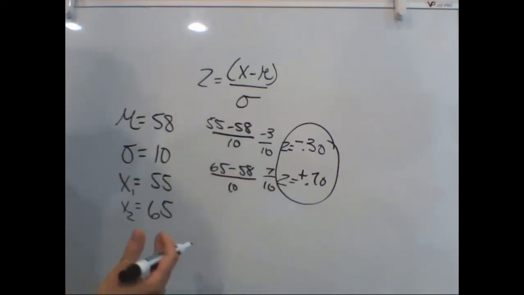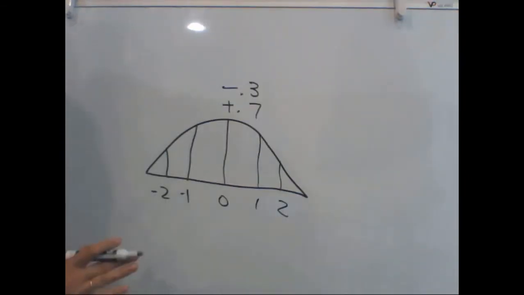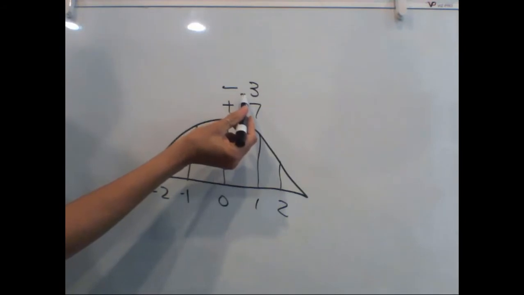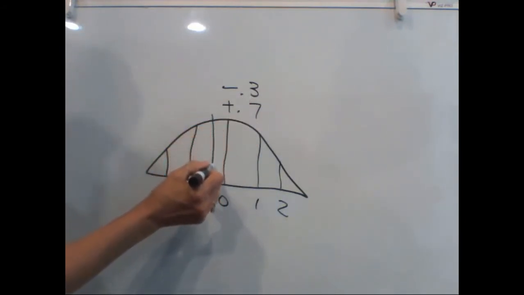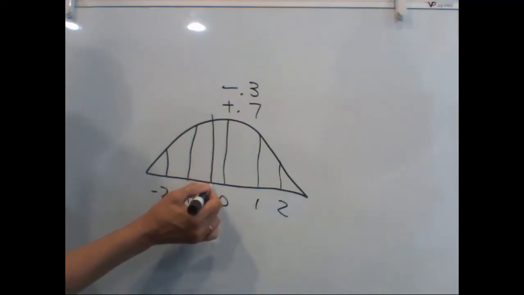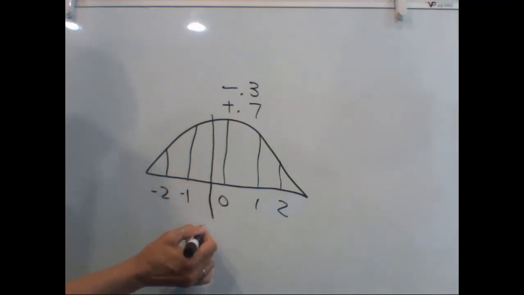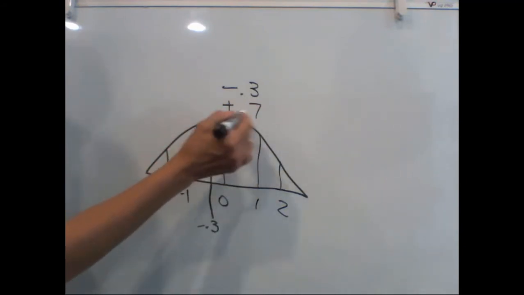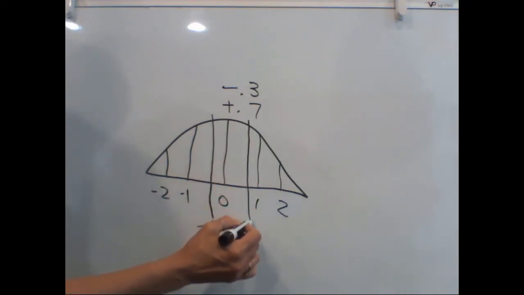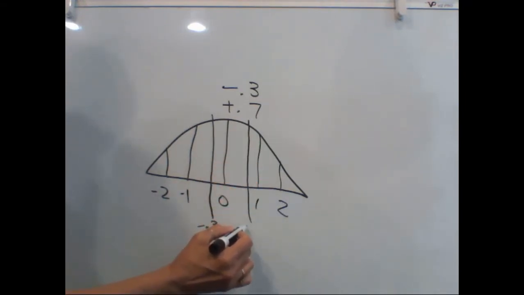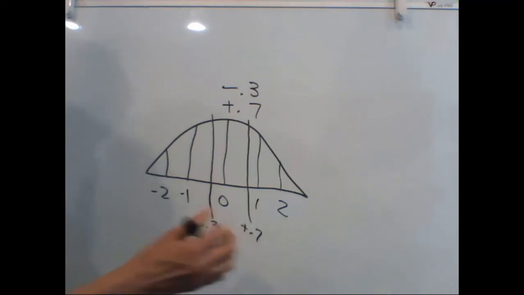these two scores. So let's draw it out to see what parts of the unit normal table we're going to be using. So the lower z-score was a negative 0.3, so I'm going to put that at around here, about a third of the way to a negative 1. So this is the first z-score of negative 0.3. The second z-score is a positive 0.7, so about 70% of the way to a positive 1.